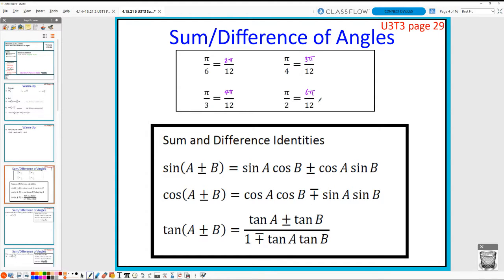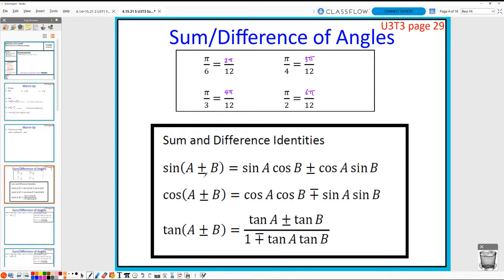Now, there's nothing crazy about the sum and difference of angles for my trig functions, for these identities. You just take what's given to you here and substitute in the values. For example, sine of a plus b is going to be sine of a multiplied by cosine of b, plus cosine a sine b.